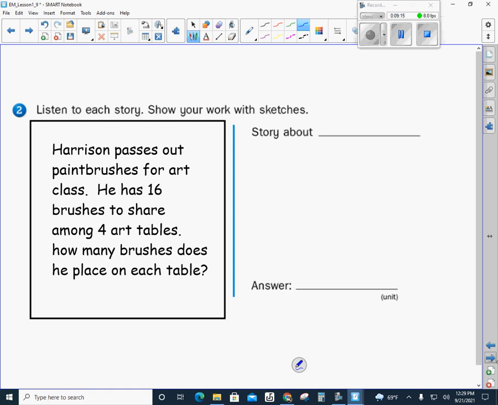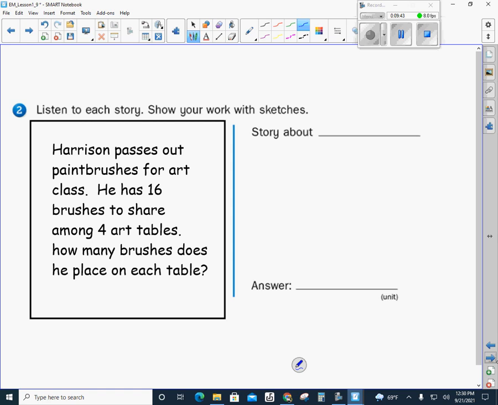Harrison passes out paintbrushes for art class. He has 16 brushes to share among 4 art tables. How many brushes does he place on each table? I'll read it again. Harrison passes out paintbrushes for art class. He has 16 brushes to share among 4 art tables. How many brushes does he place on each table? Go ahead and pause the video and draw this picture.